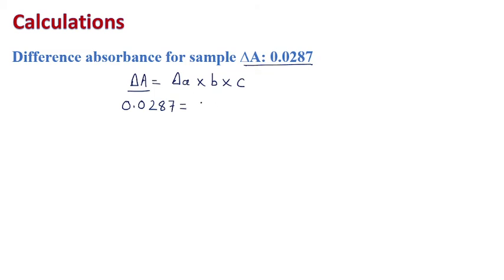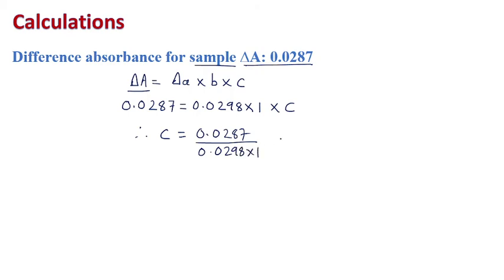0.0287. Then the absorptivity we just calculated was found to be 0.0298. b we know is 1 centimeter, and C, the concentration of the sample, we need to find out. So we can rearrange this to find the value of C. This will be 0.0287 divided by 0.0298 into 1. It doesn't make any difference.